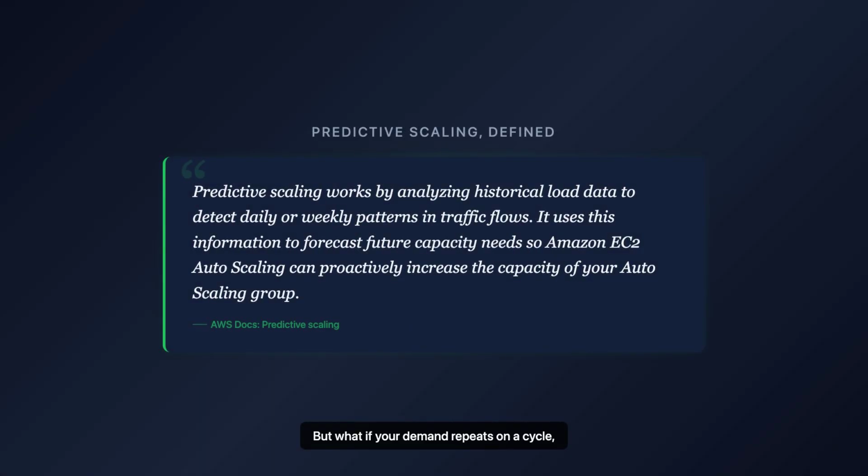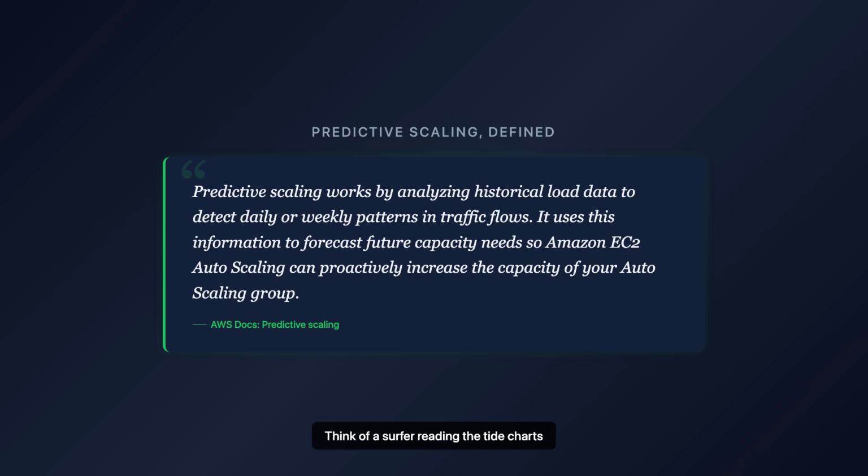But what if your demand repeats on a cycle, yet you can't write a single clean cron line for it? That's where predictive scaling comes in. As Amazon Web Services puts it, predictive scaling analyzes historical load data to detect daily or weekly patterns, then forecasts future capacity so auto scaling can proactively grow the group ahead of the anticipated load. Instead of you specifying the times, a machine learning model learns them from your traffic history.